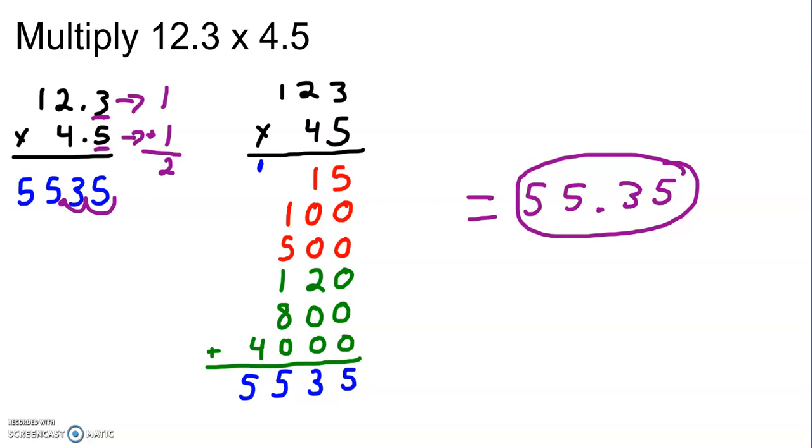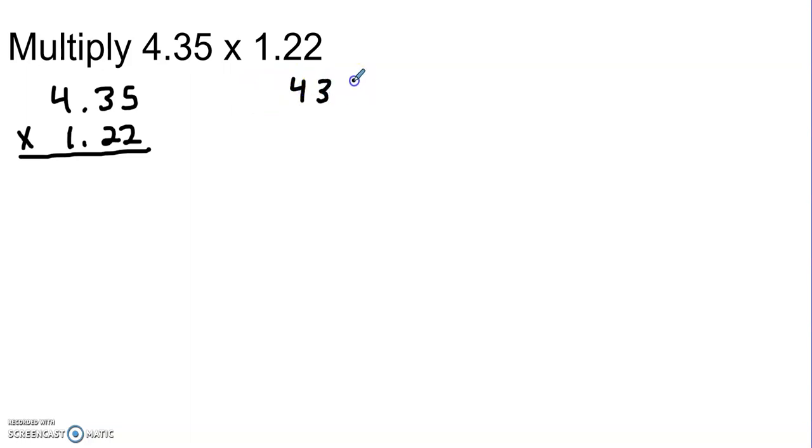Now that we have that in our notebooks, let's look at another problem. So here we have 4 and 3500ths times 1 and 2200ths. So I start off automatically just writing my numbers in a vertical way instead of a horizontal. And then this is actually an X, not a Y. And then I rewrite it again, but this time I am not using any decimals. I'm just writing my digits in the same order.